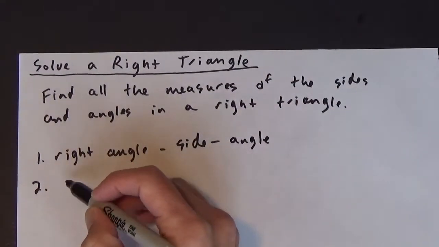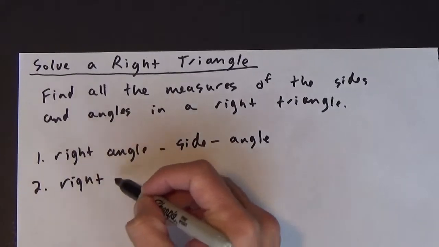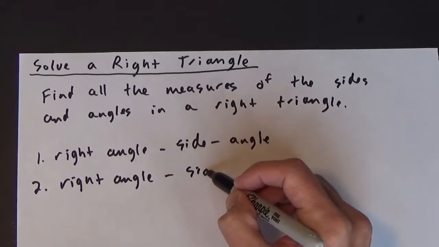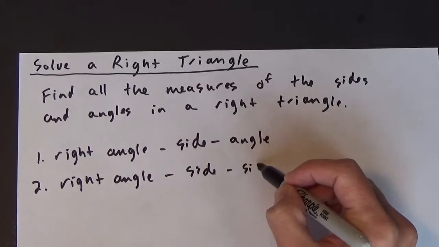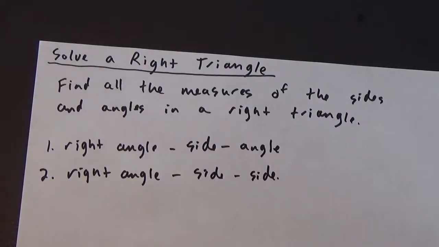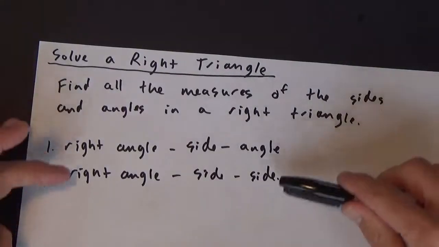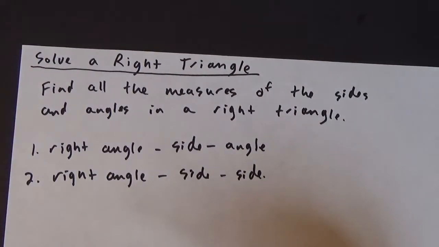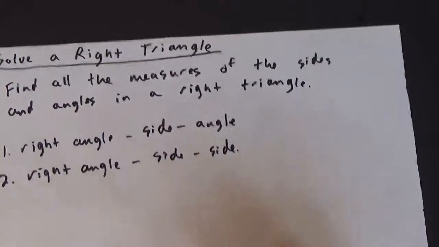Situation number two, you have your right angle, and then you're given another side and another side. So that's basically the two situations when it comes to solving a right triangle. You're given one of these two, and then you've got to find everything else. So let's go ahead and look at an example.